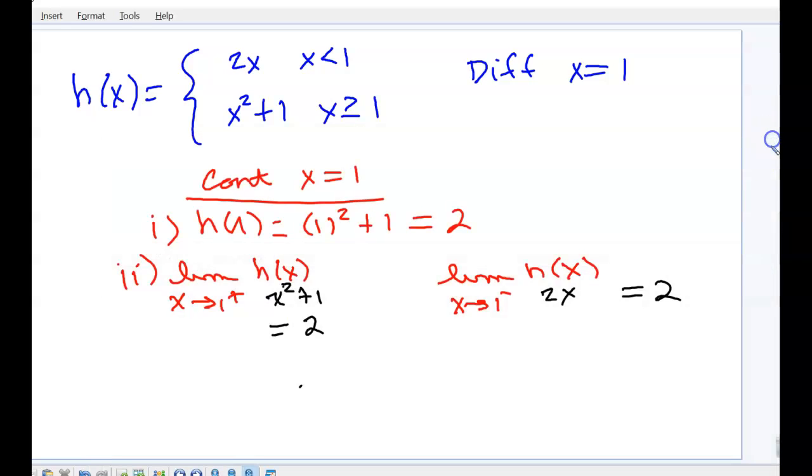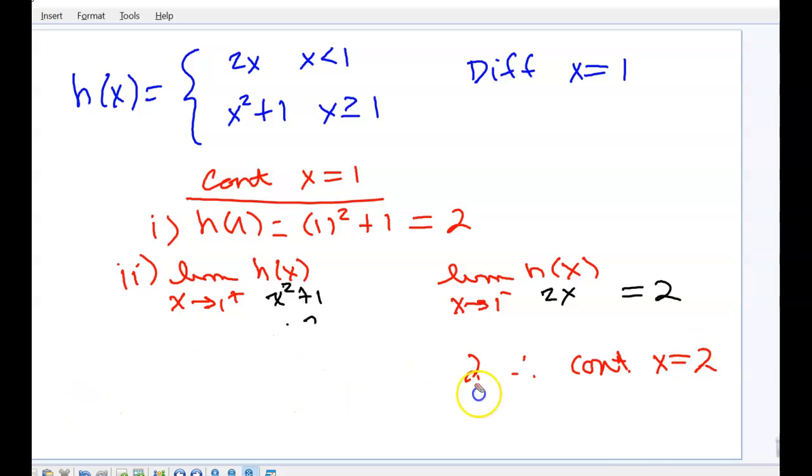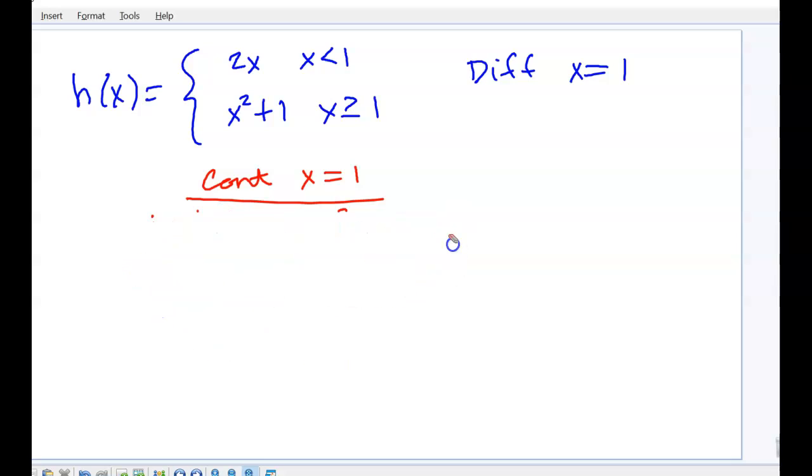So therefore, I have statement 3 now that h of 1 is equal to the limit as x approaches 1 of h of x equals 2. Therefore, this function is continuous at x equals 1. Okay, so I've shown it's continuous. So now I can try to show if it's differentiable.